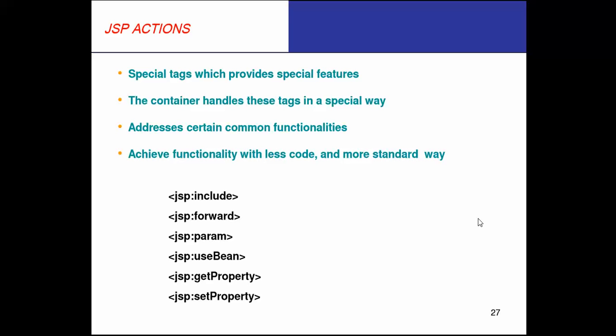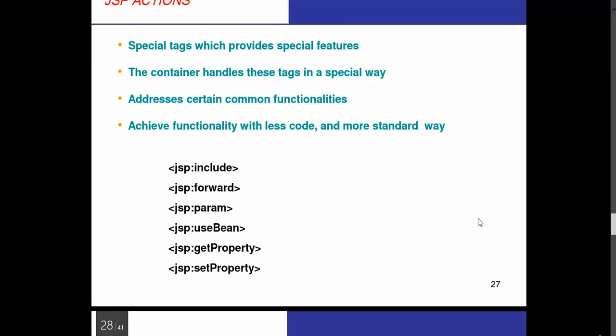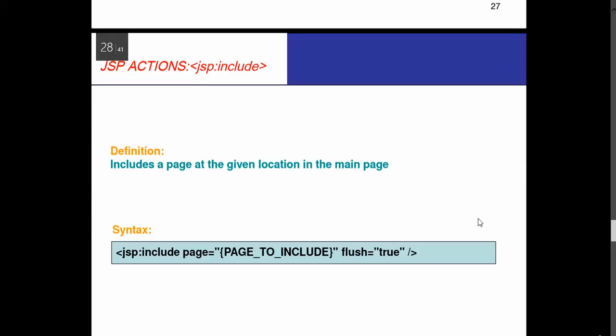Let me explain with an example: user login and registration. A login form is a common functionality in every website. In order to address these types of functionalities, we use these JSP actions. The first JSP action is the include action. It is represented with a tag called jsp:include.